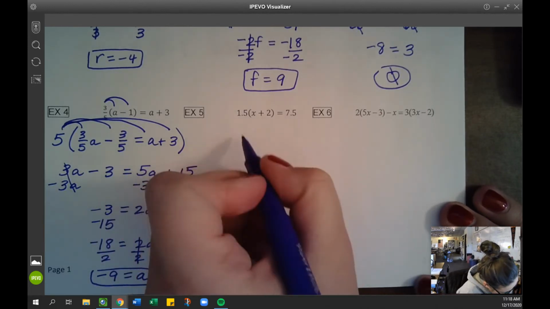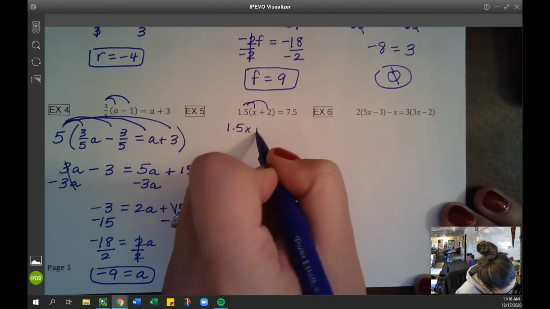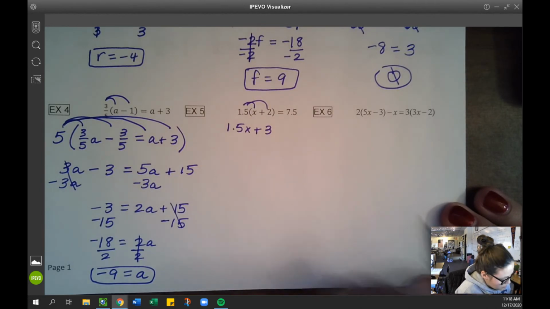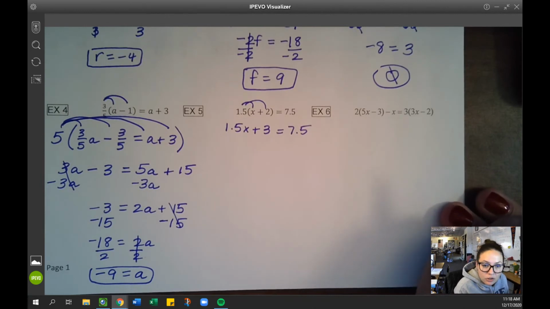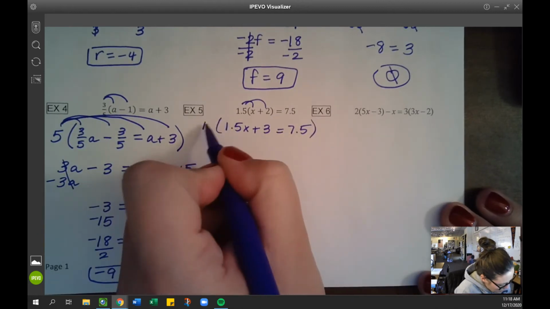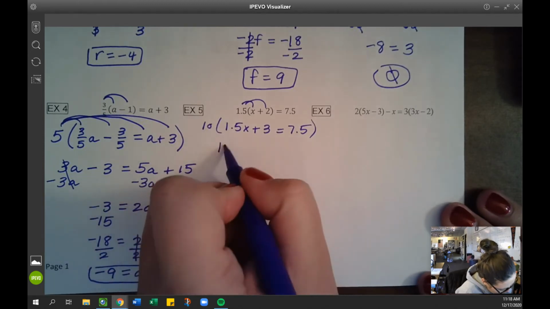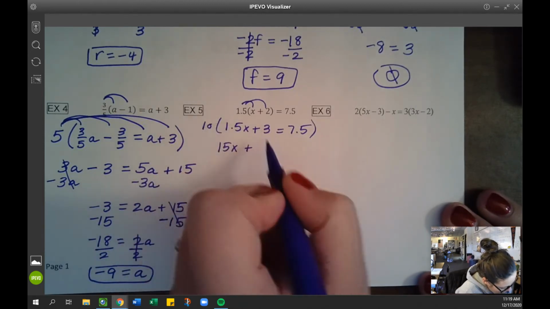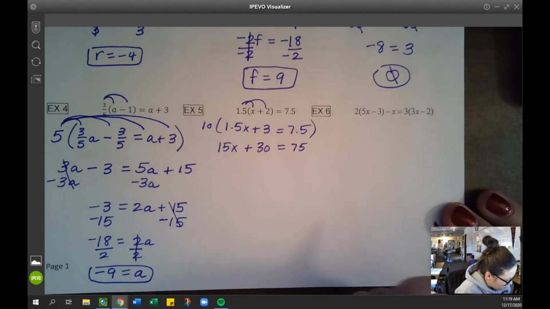Okay. Number 5, going to distribute. 1.5 times 2 is 3. Now, you don't have to clear the decimal, just like you don't have to clear a fraction. But if you want to clear a decimal, we multiply everything by 10. If you do 10 times 1.5, you're going to get 15. 10 times 3 is 30, and 10 times 7.5 is 75.